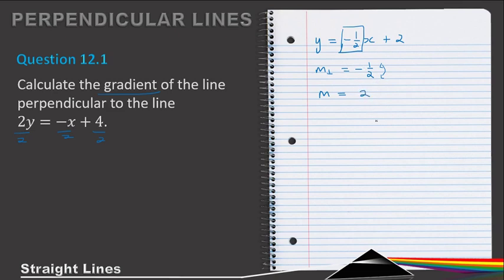And I can test it. My gradient times my perpendicular gradient is negative a half times 2. Because this is over 1, these 2's will cancel, and I'm just left with negative 1. So here is my gradient of the line that's perpendicular to this line.